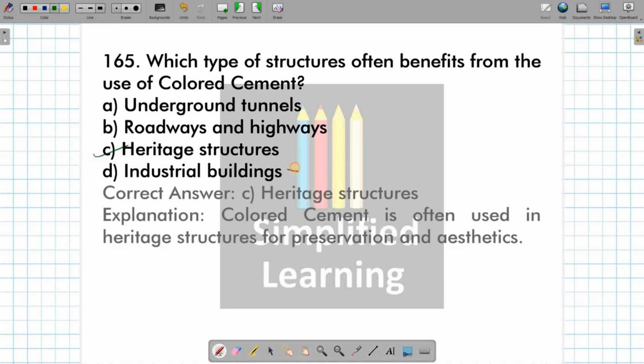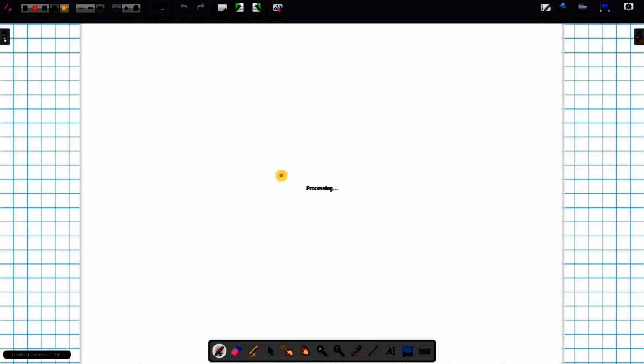Industrial structure? We are not going to use it in industrial heritage structure. We are not going to use it in industrial building or roadway or highway or underground tunnel. The heritage structure where aesthetic appeal is the main concern, we are going to use the colored cement.